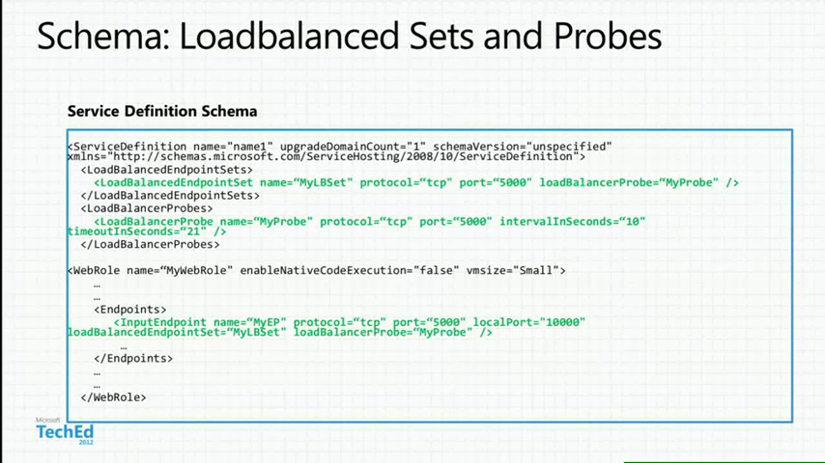So now comes the schema. If you wanted to use probes for PaaS instances, what you actually have to do is create a load balancer set and then map it to a probe. You will also define a probe, specifying the protocol for the probe, the probing interval, and the probing timeout for the probe as well. So this is how you define a probe for PaaS tenants.